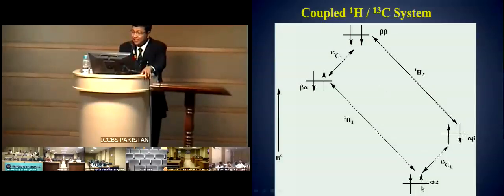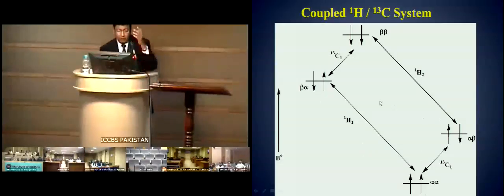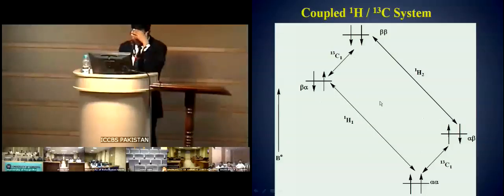So you see that this is a transition of the carbon. It becomes alpha to beta, and in this case it is a proton, in which proton becomes alpha to beta. And in this case you see a transition of carbon. In this case you see the transition of proton. Okay, easier.